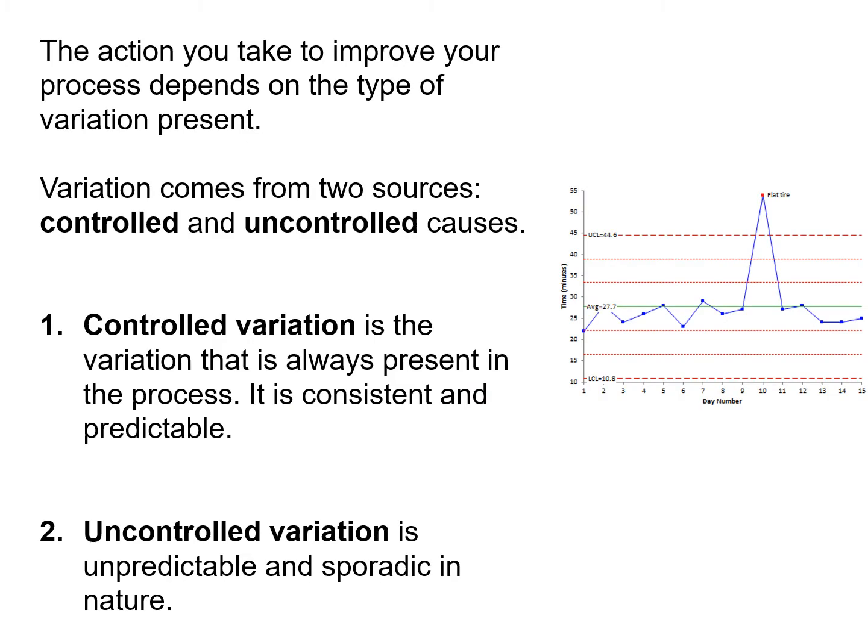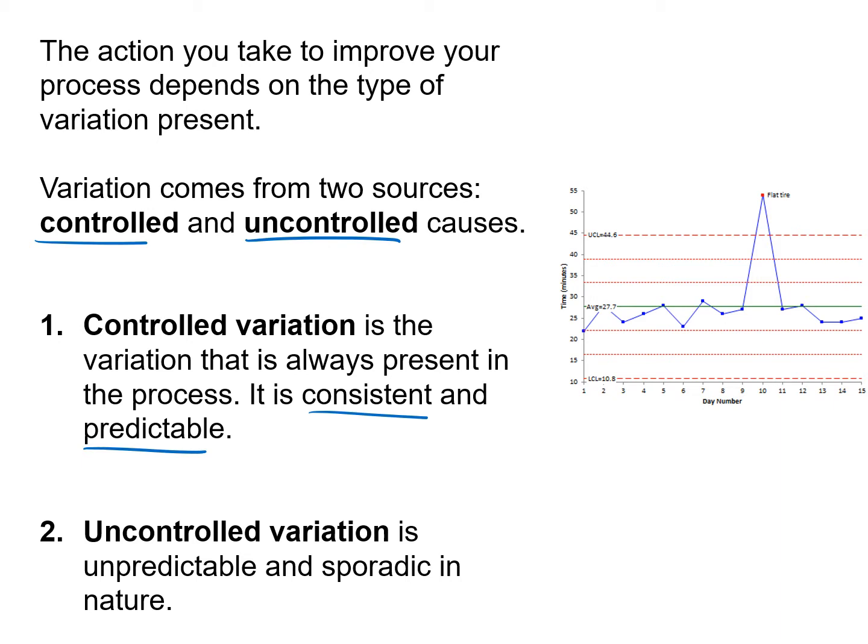So the action you take to improve your process depends on the type of variation present. Variation comes from two sources, controlled and uncontrolled. So there's two causes for things to be varied, which is if it's in control or uncontrolled. Controlled variation is the variation that's always present. So you'll have, for example, some results where it goes a little up and a little down over time, but they're still in control because nothing crazy is going on. It's consistent and it's predictable, which means that you're always going to expect some variation.